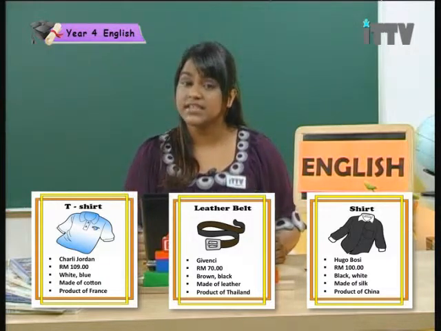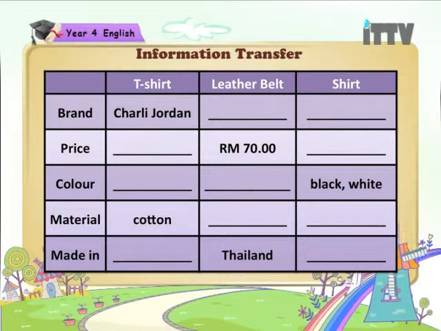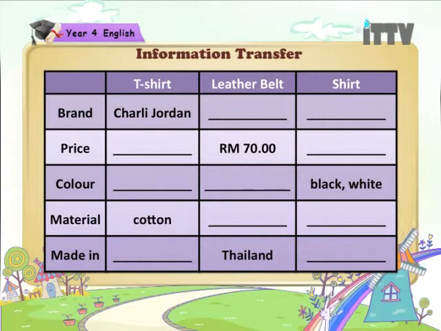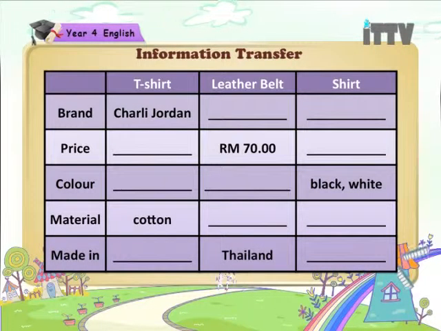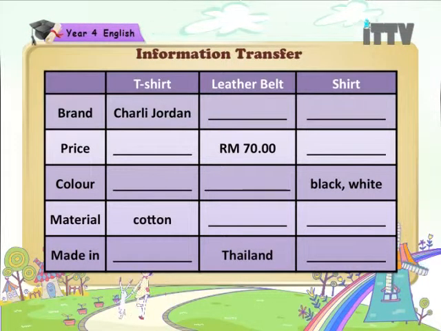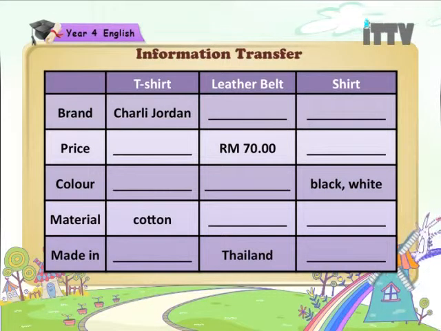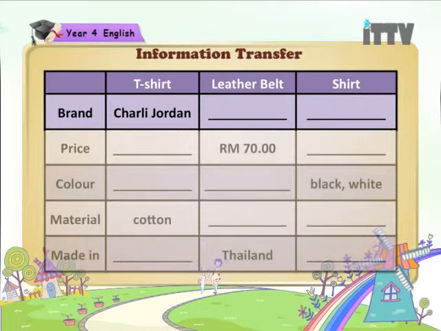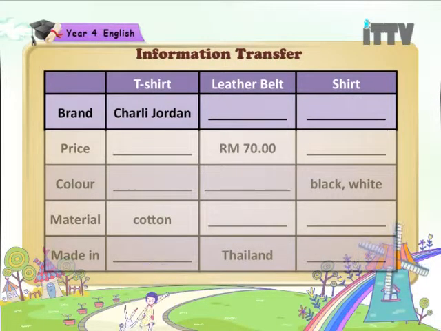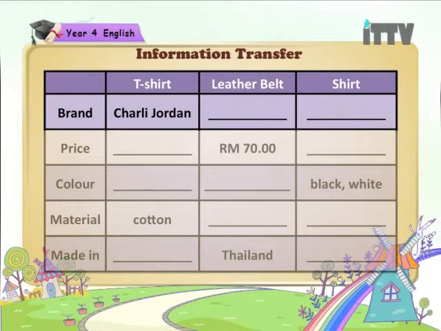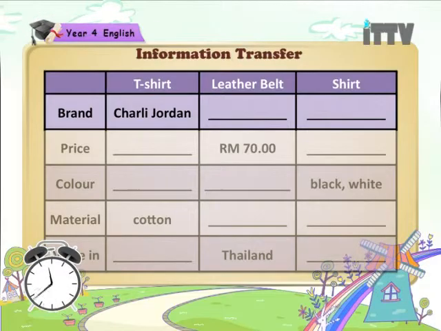Now let us look at the table. Now this is what information transfer is all about, students. Notice you have blanks in the table. This is where you will fill in the blanks with the information you had earlier. Let us start. Look at the brand. For t-shirt you have Charlie Jordan. What about the leather belt?